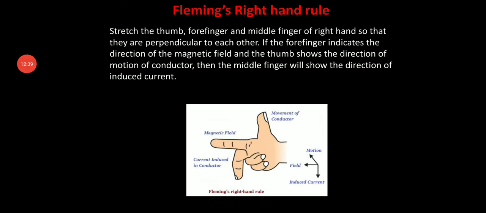Some devices work by using this principle only. That is electromagnetic induction or Fleming's right hand rule. One of the devices is the electric generator. Now let us see the working of the electric generator. Observe this video to understand the working of the electric generator.